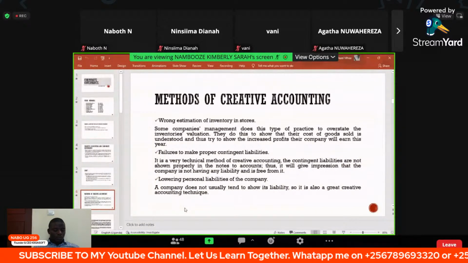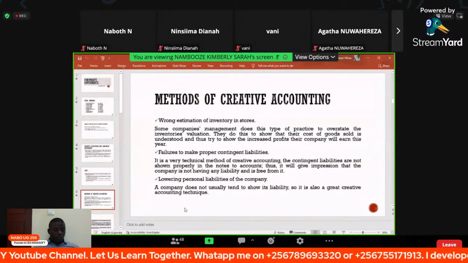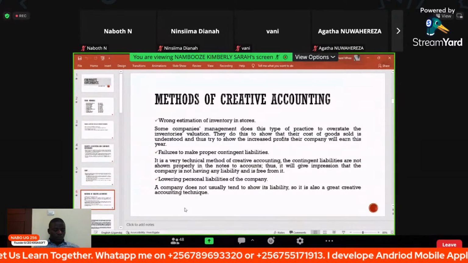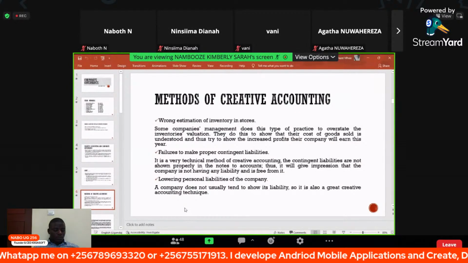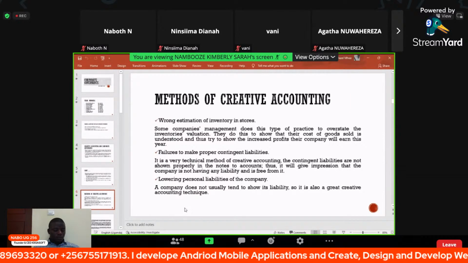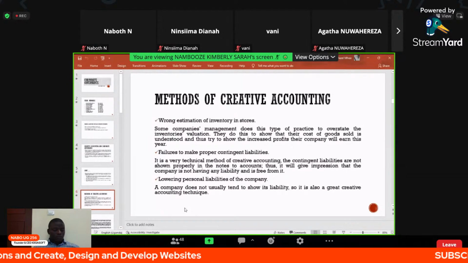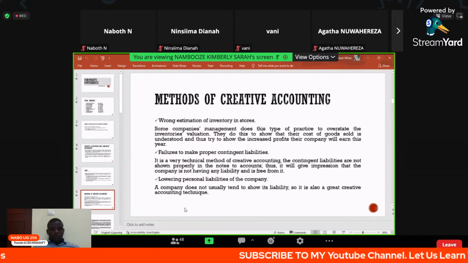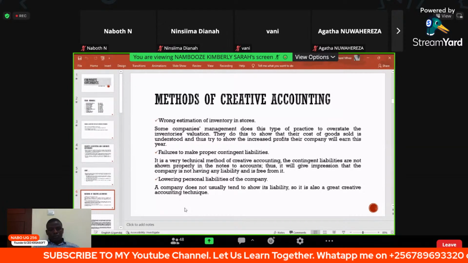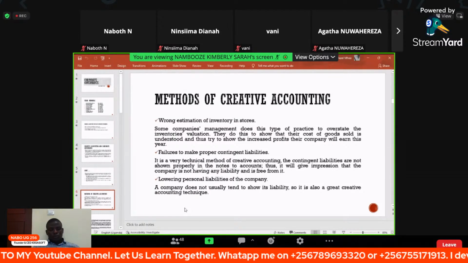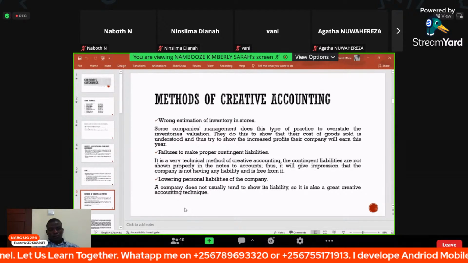Then another method we can see is failure to make proper contingent liabilities. This one also, the contingent liabilities are not shown properly in the notes to accounts. Thus, it gives the impression that the company does not have any liability and is free from it. This helps them to reduce the taxes imposed on them by the government and also get more investors to their company, thinking that the company is doing well, when in actual sense it's not.